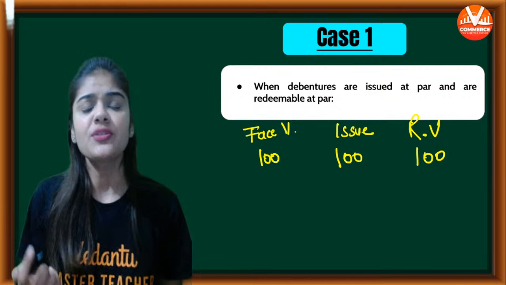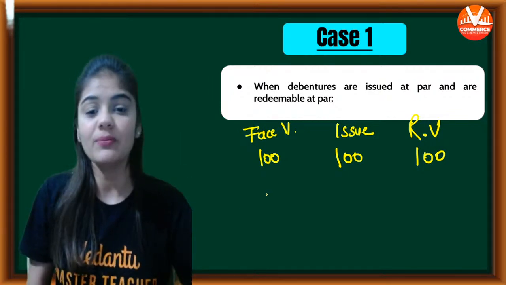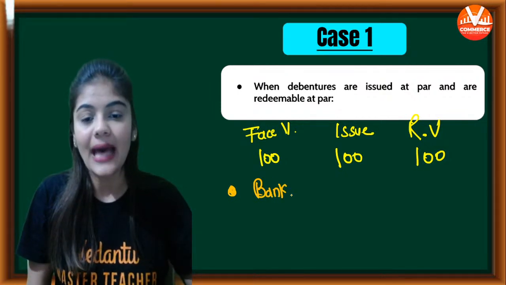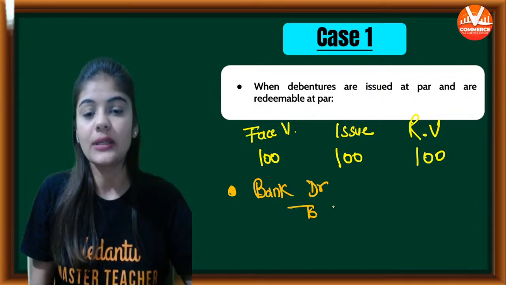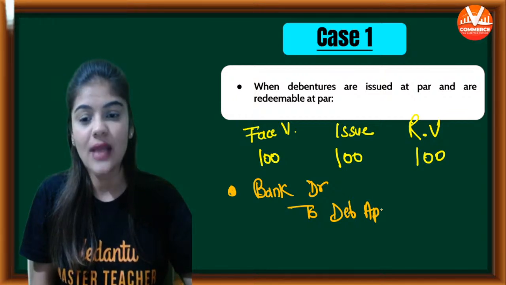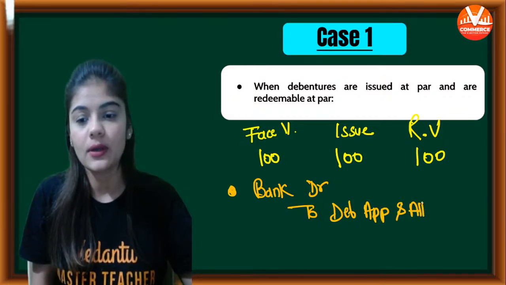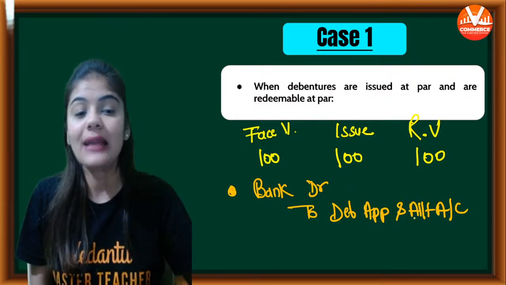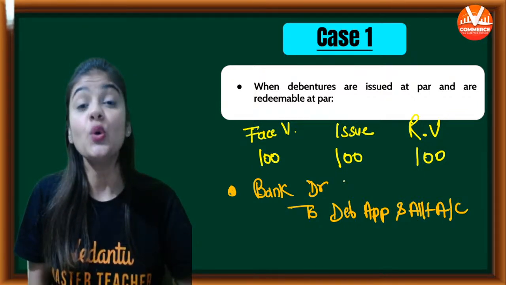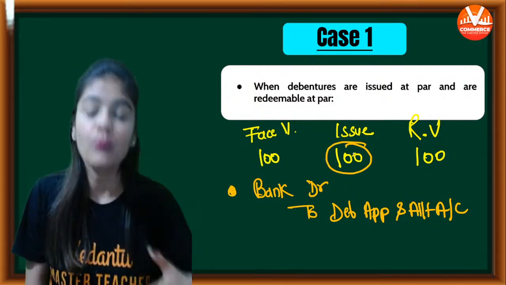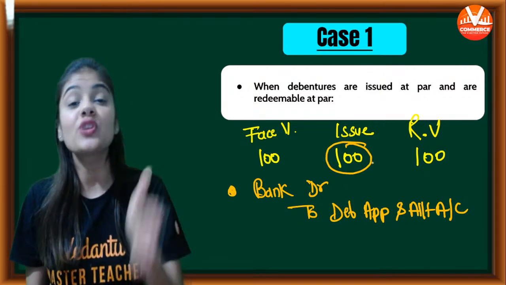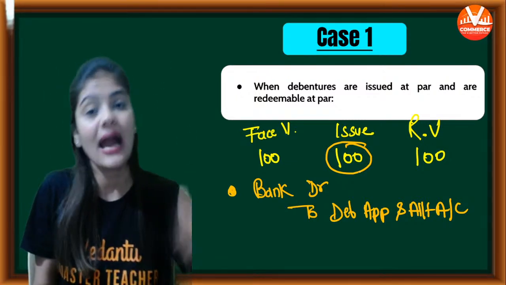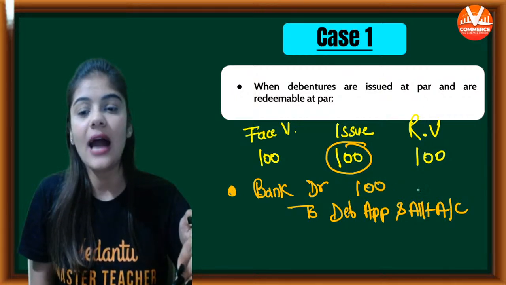Now, first we will receive application money. Let's pass the journal entry for application money. Bank account debit to debenture application and allotment account. You will receive 100 rupees because debentures are issued at a value of 100. The issue price is 100. So we are receiving 100 rupees.